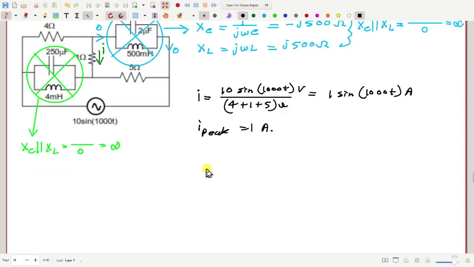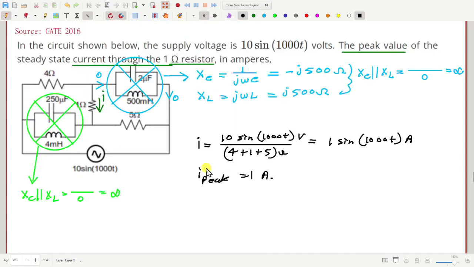Okay, fine. Sir, will the peak value be root 2 or 1? Why root 2? Sir, this is given as a direct function, no? So there is no conversion from functional form to phasor form or anything. This is a direct value. Okay, so the root 2 doesn't come in the picture.